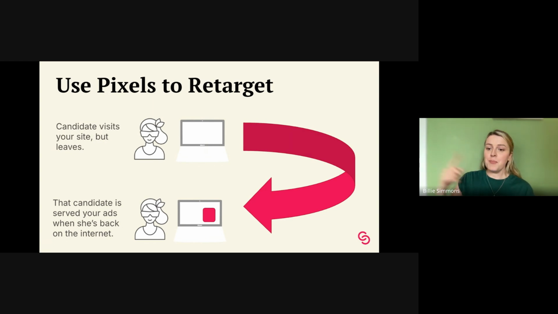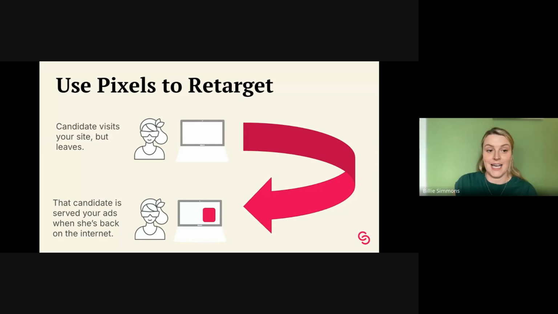And the main point of retargeting is this idea that there has to be multiple touch points. I think we're going to look at this number a little bit later, but it takes a lot more than just showing someone one ad to get someone to engage with your software. So pixels allow you to retarget. So if someone looks at your website, you can then show them an ad on a social media platform that they're using.